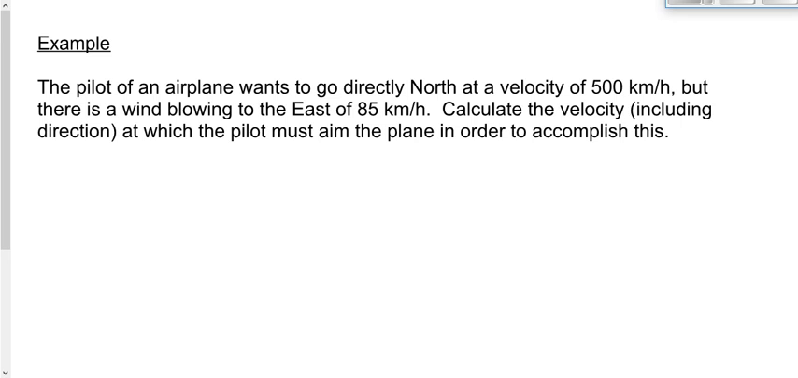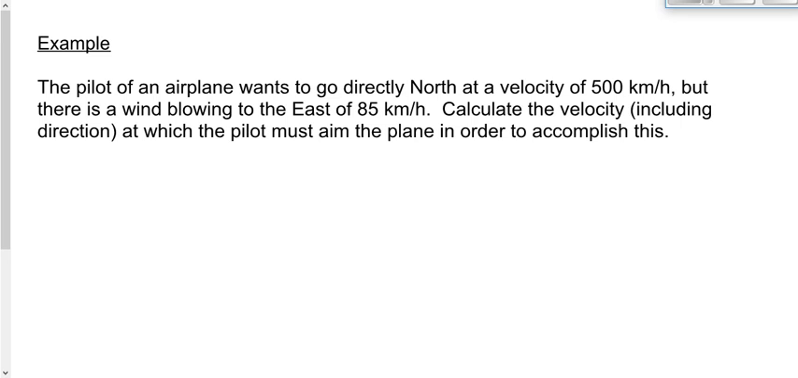All right, the last example that I want to do with you today is up on the board right now. This one says the pilot of an airplane wants to go directly north. Wait a second, the pilot wants to go directly north. Well, let's hope that this pilot is competent, and when he or she wants to go directly north, he or she will actually go north. We're going to call that the actual motion of the airplane to the north. Is that a solid or dotted line vector?